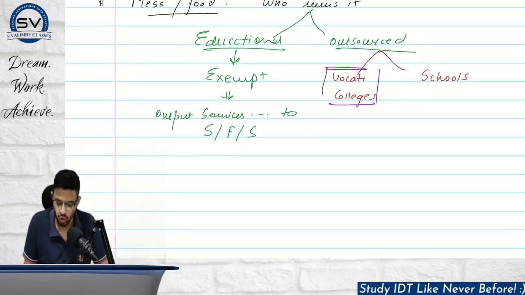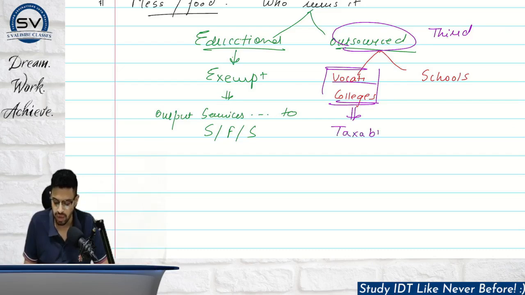If it is provided to vocational institutes and colleges, so this is outsourced. This is the third party who is providing this service and charging consideration from the college or the vocational training institute. Here it will be taxable. But if it is provided to schools, let's say I am providing a canteen service in Balbharti Public School, in that case it is exempt.